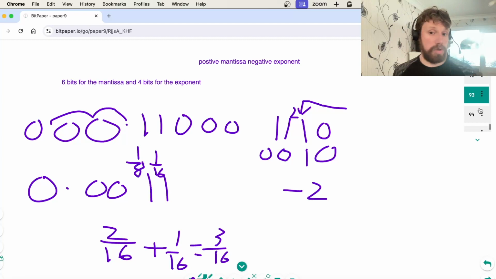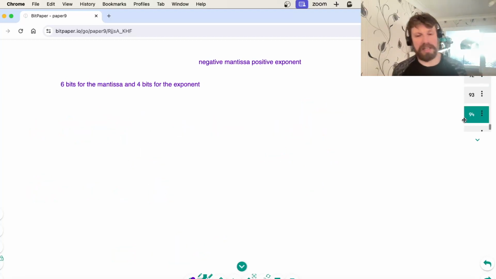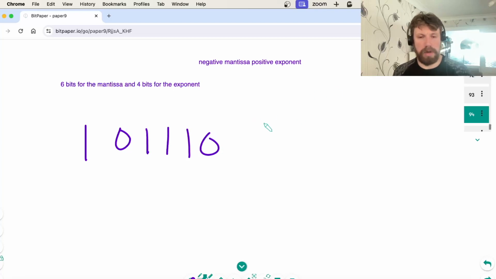Now, that's how we do it for positive mantissa, a negative exponent, which is where we do the 2's complement of the exponent, and then once you do that, you have to add the zeros at the front. Next one, negative mantissa, positive exponent, is where it's going to give us a negative value for the mantissa, so that's going to be 1, 0, 1, 1, 1, 0. Let's put it like that, okay? And then positive exponent is going to be 0, 0, 1, 1.